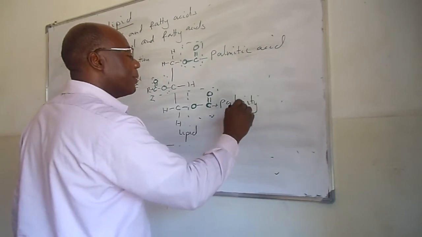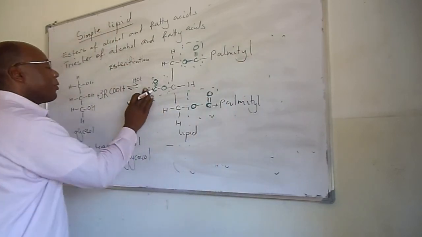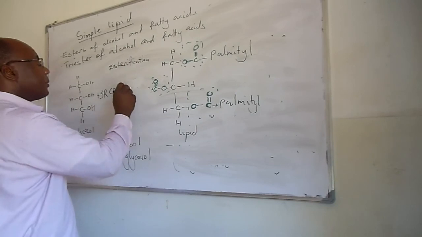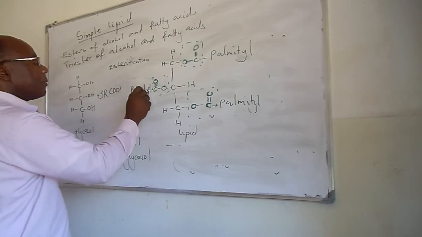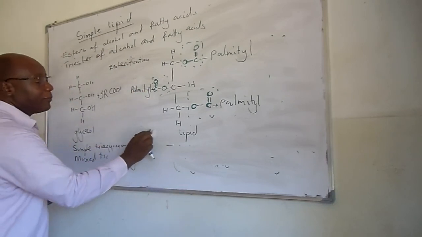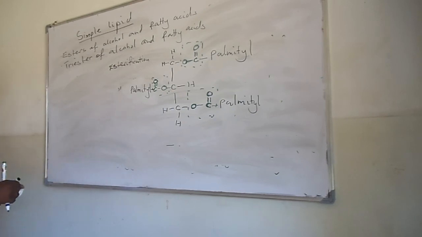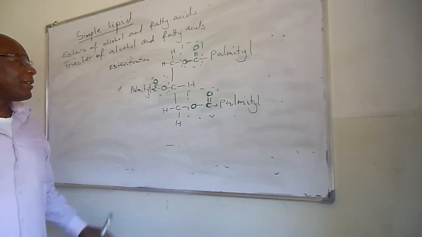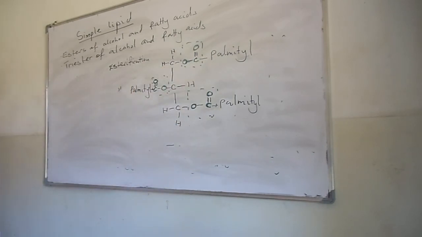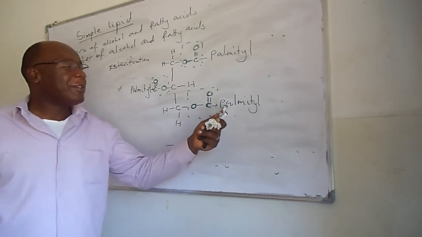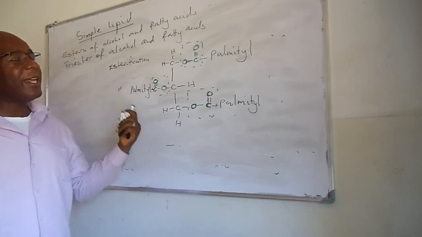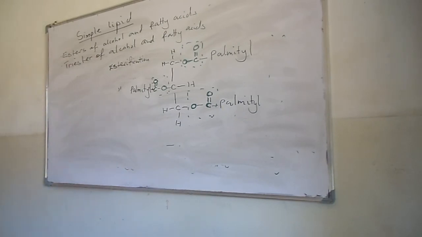Okay, let me say palmitoyl group, not palmitic acid. Palmitoyl group, and I also have palmitoyl group here. So what you see is that this triacylglycerol is made up of glycerol and the same type of acyl group. Such is called a simple lipid. But if here you have stearic acid and here you have oleic acid, then that becomes a mixed fatty acid.